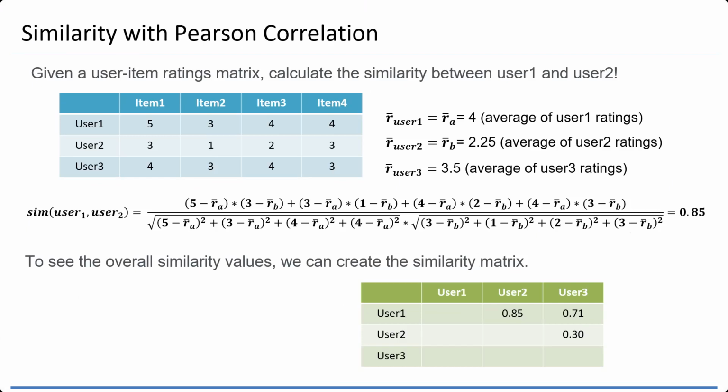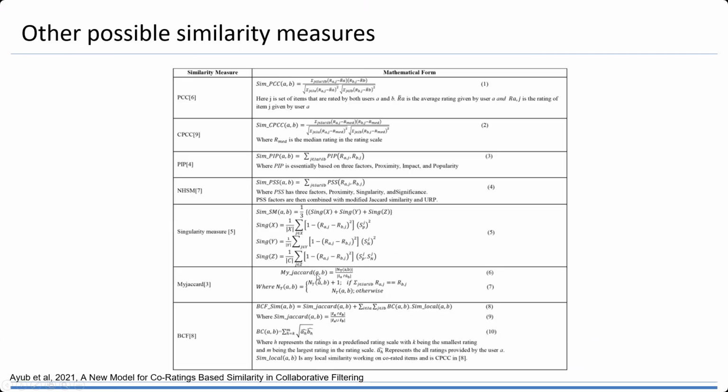Some examples with negative values. So there are many. If you have interest in this domain, you can check. For example, there are other similarity measures like PCC, CPCC, PIP, and so on.